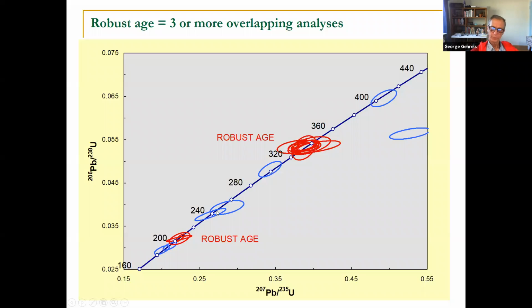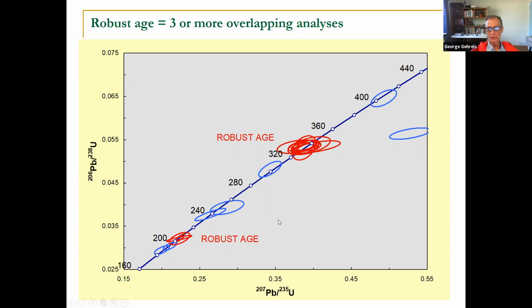What about 2? What about these analyses right here? They kind of overlap. They don't perfectly overlap. There's only 2 of them. Would you feel confident if the most important question of your study was whether your sample contained 250 million-year-old zircons? What would be your answer? Yes or no?